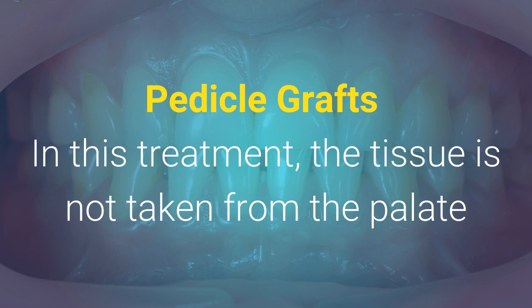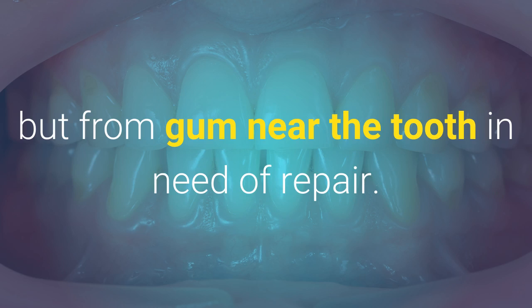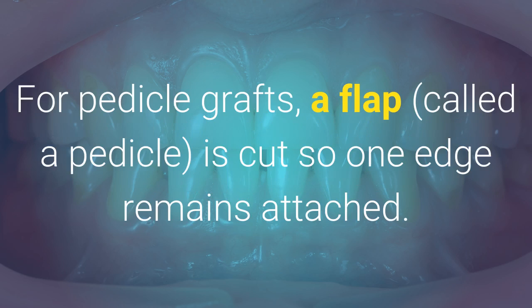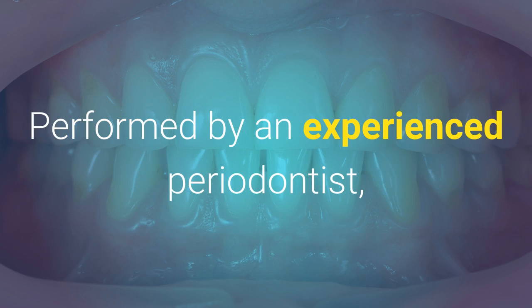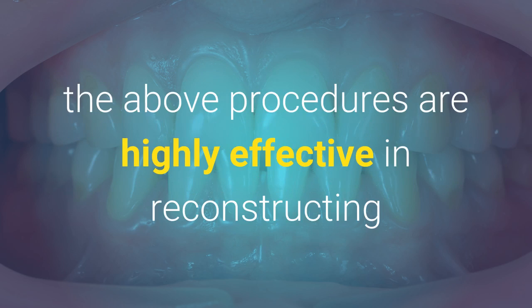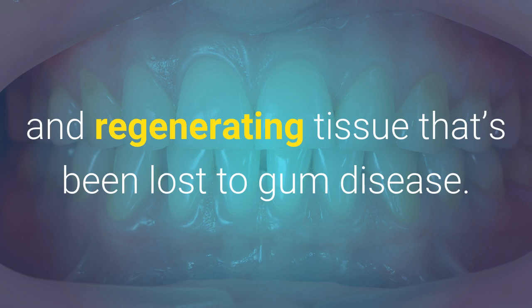Pedicle grafts. In this treatment, the tissue is not taken from the palate, but from the gum near the tooth in need of repair. For pedicle grafts, a flap, called a pedicle, is cut so one edge remains attached. The gum is then pulled down or over in order to cover the exposed root and is then sewn into place.